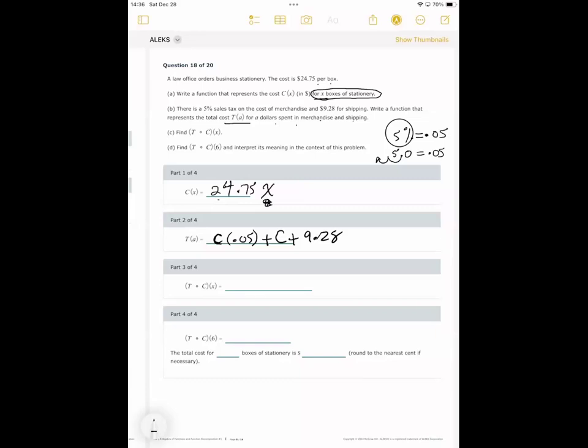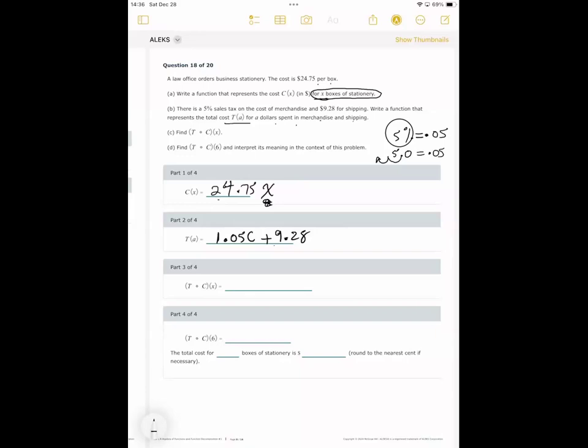And you don't leave it like that because these two are like terms. So technically you have to add them. You have the cost plus the tax on the cost. 1 plus 0.05, they're like terms. You add their coefficients, so you get 1.05. You write this as 1.05C plus 9.28.